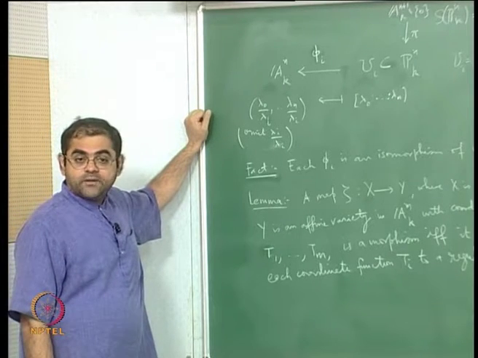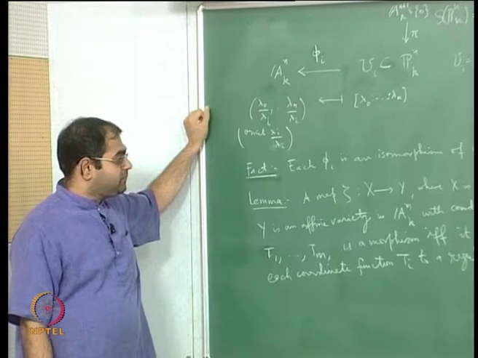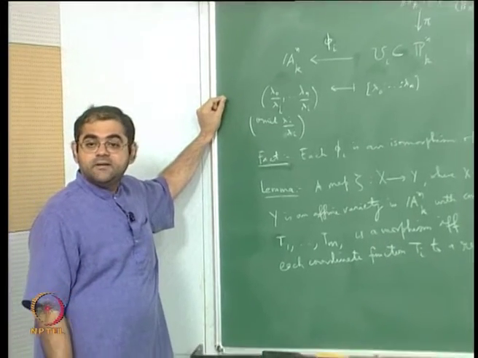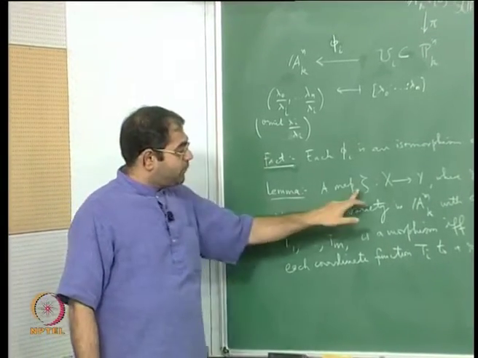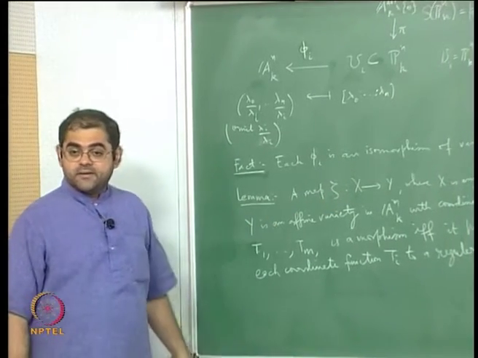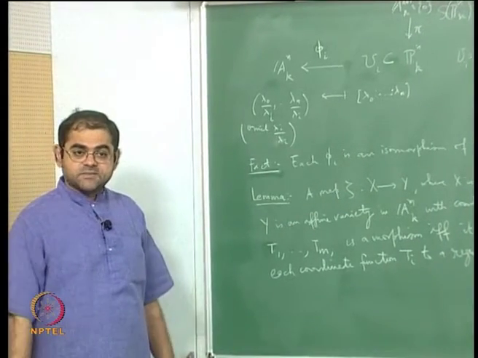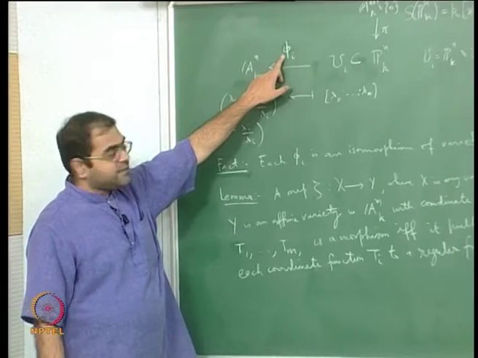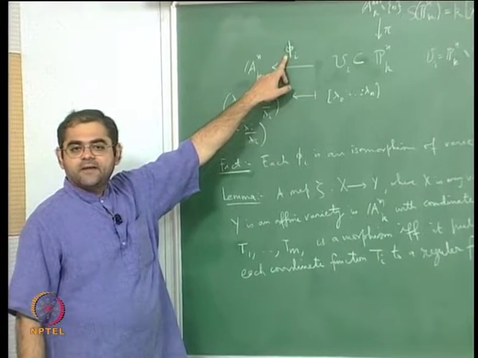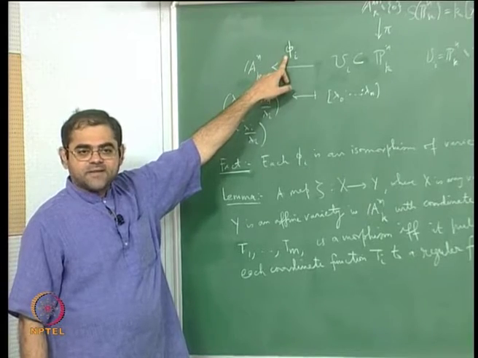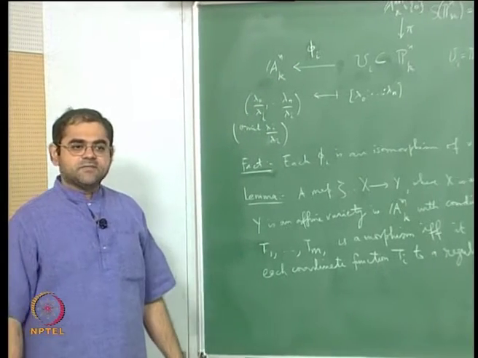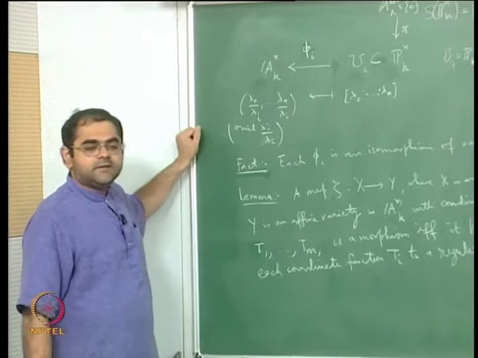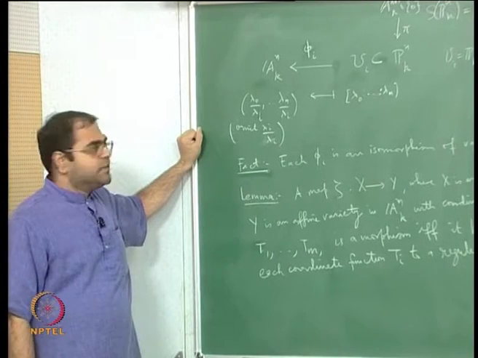but this lemma tells you that you can do away with that and do it in one go by simply saying that if your target is an affine variety, and your map pulls back coordinate functions to regular functions, then it is a morphism. So if you use this lemma, it's very easy to see that phi and phi inverse are morphisms, and since they are set theoretic inverses of each other, it will follow that phi is an isomorphism.